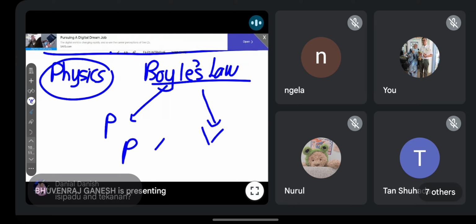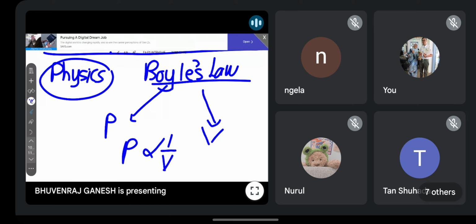So guys, hukum Boyle kata apa? Pressure berubah secara songsang dengan isi padu. P varies inversely as volume. Okay, pressure varies inversely as volume. So guys, if I want to tukar kepada persamaan, saya tambah pemalar, kan? I add a constant. Correct? So guys, from this equation, you will get PV equals to K.